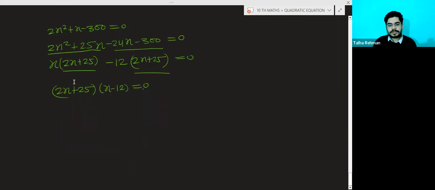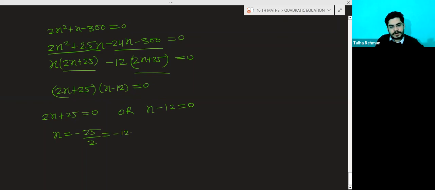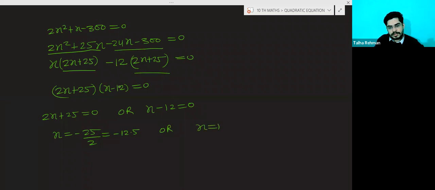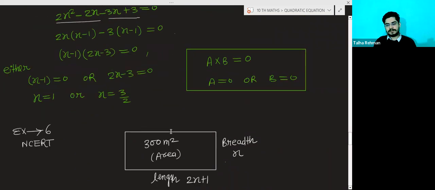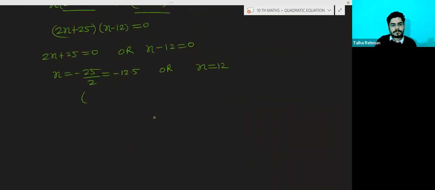Now we know that the product of two terms is equal to 0. So either this should be 0 or this should be 0. So first we can write 2x plus 25 is equal to 0, or x minus 12 is equal to 0. Here you will get x is equal to minus 25 by 2, so it will be minus 12.5, or you can write x is equal to 12. Now we are talking about the length and the breadth of the rectangle. Can the length or the breadth be negative? No. So we will reject this value. Why are we rejecting? Because length and breadth can never be negative. So x equal to 12 we will take.